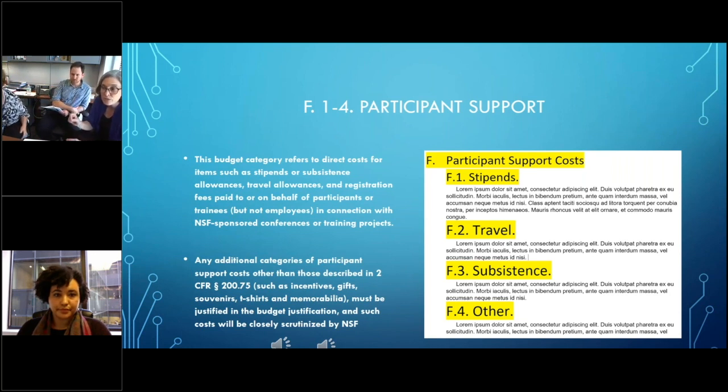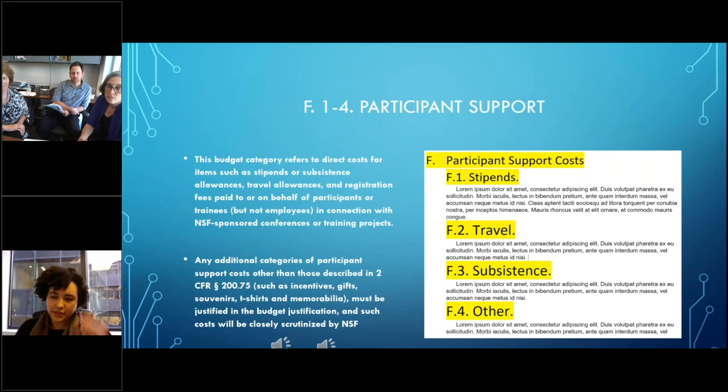Note that A through C, your senior personnel and other staff, cannot be supported. So you can't have an internal meeting and request food, etc. for that. Now, if you need to rent a room for this event, that's typically in G6, other.